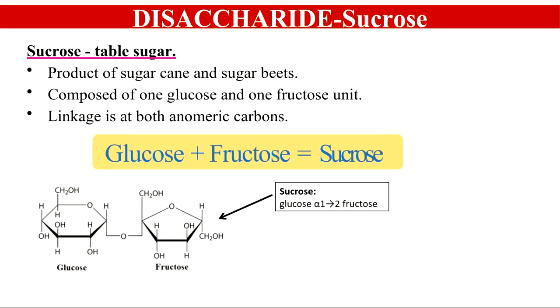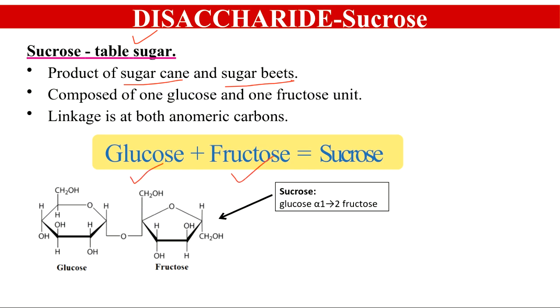Now coming on to the sucrose. Sucrose is also known as table sugar. Now what is table sugar? Table sugar is the normal sugar that we have in a household, which we add to different kinds of things. So this is basically a product of sugar cane and sugar beets. This sucrose is made up of glucose and fructose.